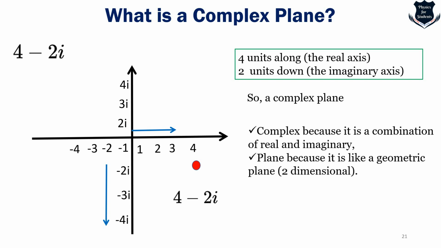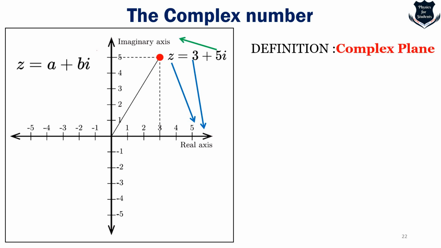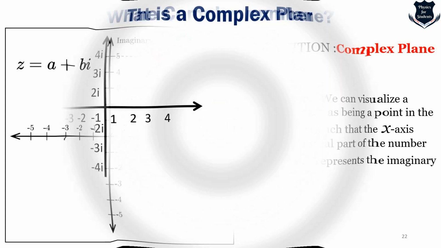So the complex plane, because it's a combination of real and imaginary numbers, is a plane because it's a geometric plane, used to remove complexities in two dimensions. Here is a graphical depiction of z equals 3 plus 5i. You see 3 is on the real axis, and 5 goes to the imaginary axis. Here is the definition of the complex plane: we visualize a complex number as a point in the plane such that the x-axis represents the real part and the y-axis represents the imaginary part.